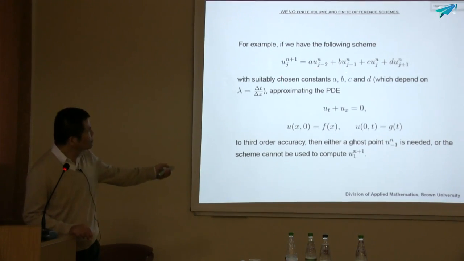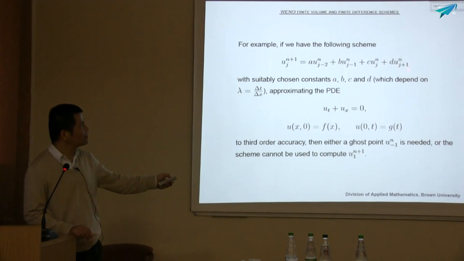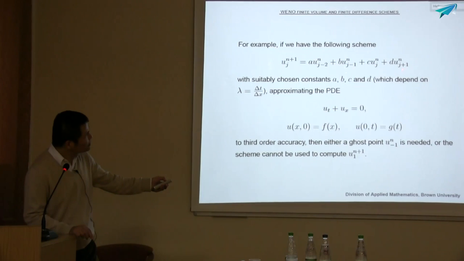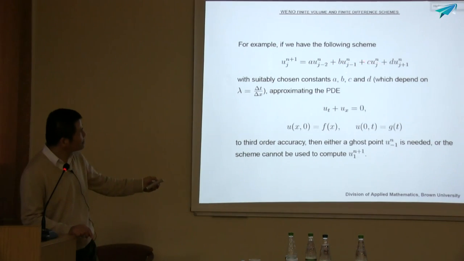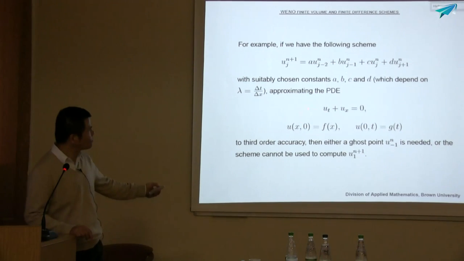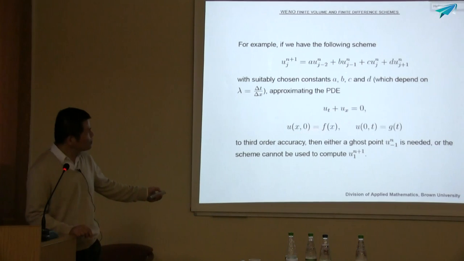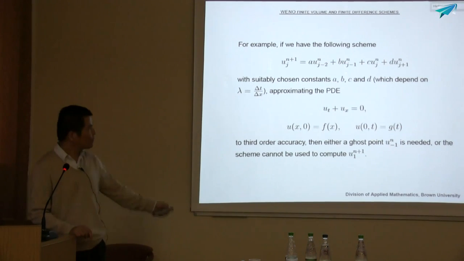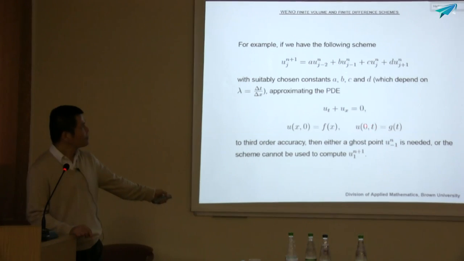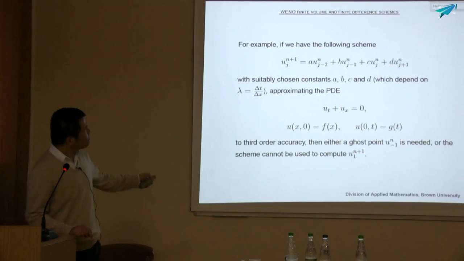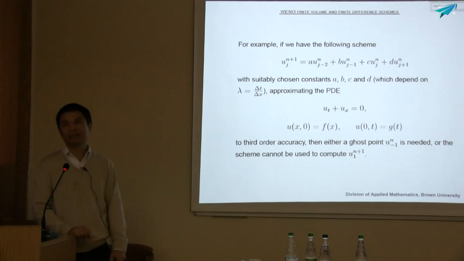For example, if you have this scheme, which computes u_j^{n+1} using u_{j-2}, u_{j-1}, u_j and u_{j+1} at time level n, you notice that the stencil is biased. The center is around j, with two points to the left and one to the right. This is suitable for the equation u_t + u_x = 0, for upwinding purposes. Usually for this equation you have the initial condition, and you also have the boundary condition on the left. For example, if x equals 0 is your computational boundary, then you are given the value of the solution u at x equals 0 for arbitrary t to be a function g(t), which is a given function. You would want to use this scheme to compute this problem to third order accuracy.